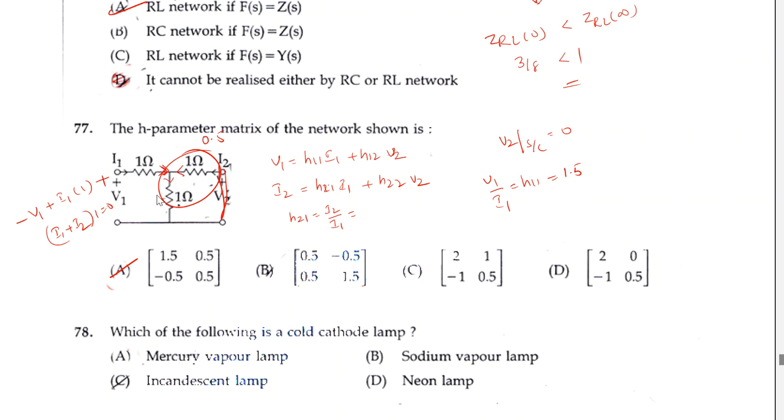By using the current division rule, you can find the value, which is minus 0.5. So H21 is minus 0.5, and H12 you can also find as 0.5, and H22 is also 0.5. So among the options, these will be the correct options here. You can substitute the values of I1 and I2 for short circuit of V2 and find the values of currents simply.